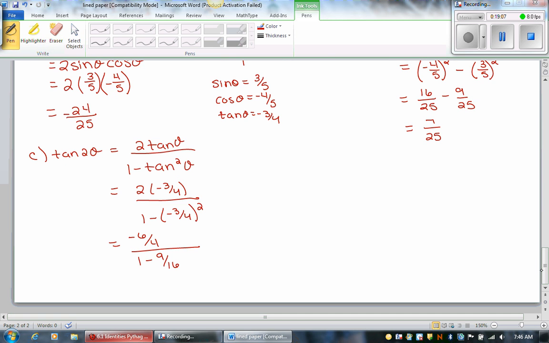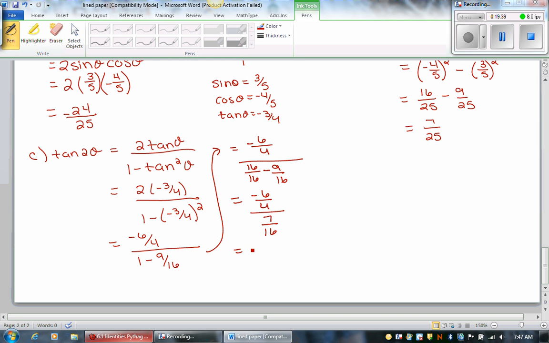And we do want to keep going with that. We don't want to leave it like that. And I am going to have to come up here. I apologize. So negative 6/4. How am I going to deal with this? I need a common denominator, which is pretty simple. 1 becomes 16 over 16 minus 9 over 16. So we get 7 over 16.